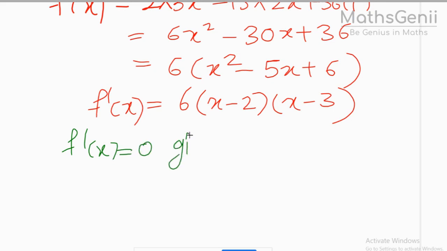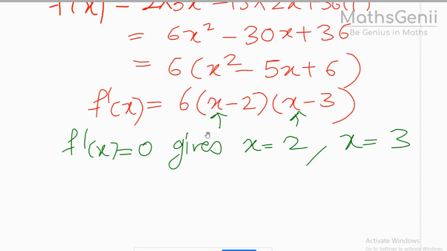There are only 2 points where f dash of x could be 0, which is x is equal to 2. If I put x is equal to 2, the entire thing will become 0, since 2 minus 2 is 0, and 0 into every term will become 0. Another chance is x is equal to 3; if I put that, then everything will become 0. So these are the 2 points. Now we shall evaluate the value of f at these points and at the end points of the interval.